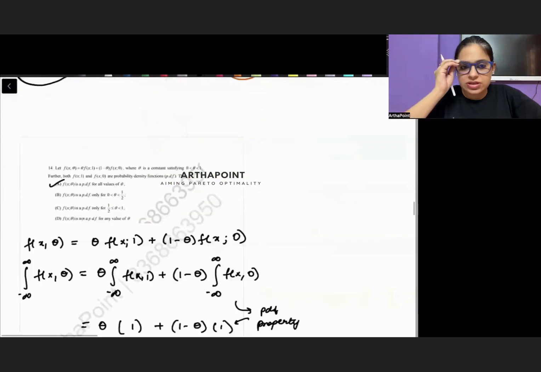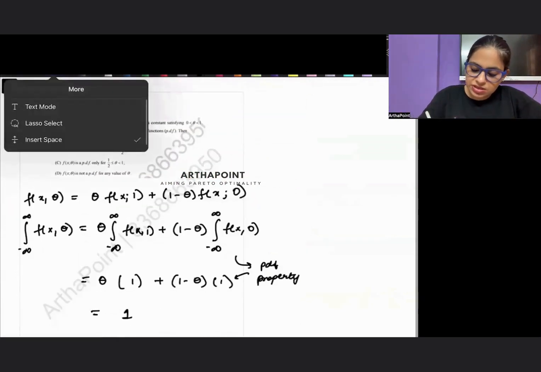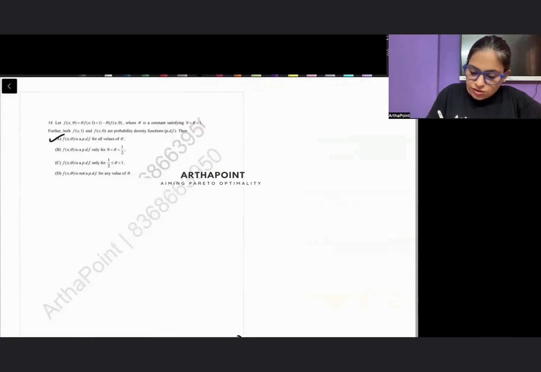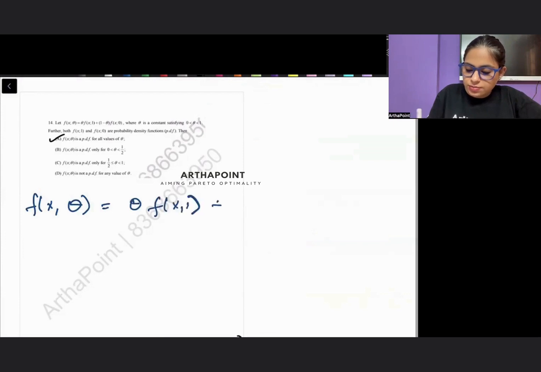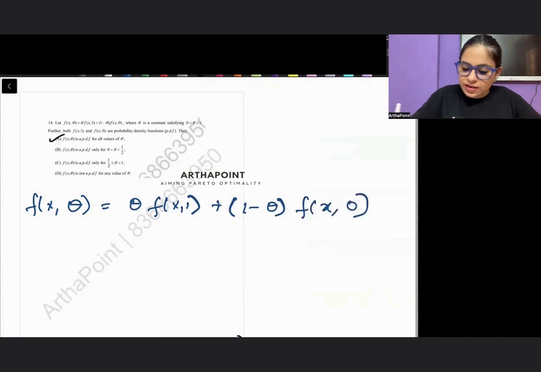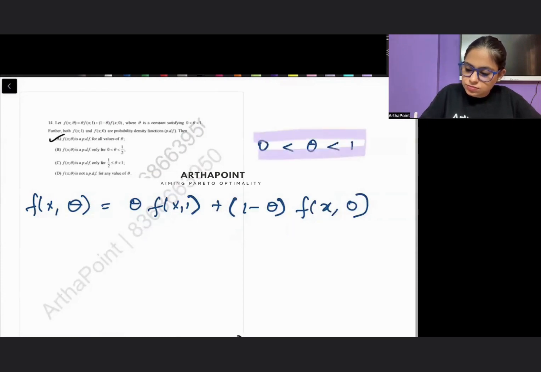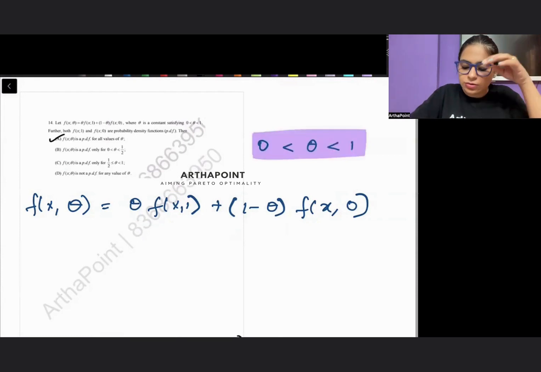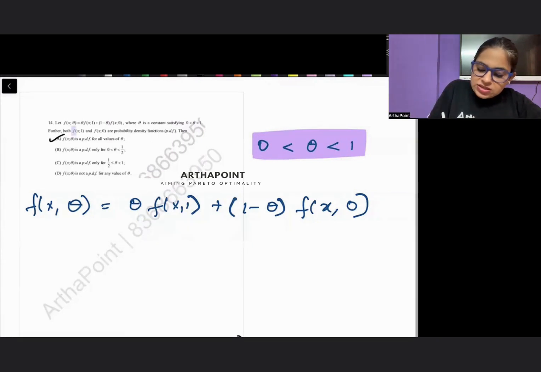Okay. Now come to the next one. So this says, let this function be given to you, and you're given that f of x theta is equal to theta f of x1 plus 1 minus theta f of x0, where theta is between 0 and 1. Now it says further both f of x1 and f of x0 are PDF functions. Then what happens? Okay. So try to understand that f of x1 is a PDF function.